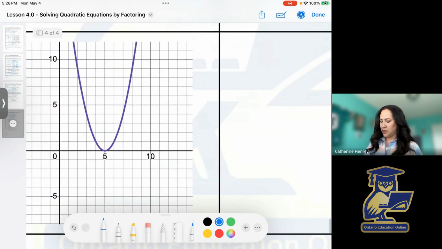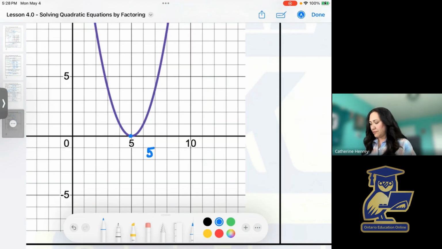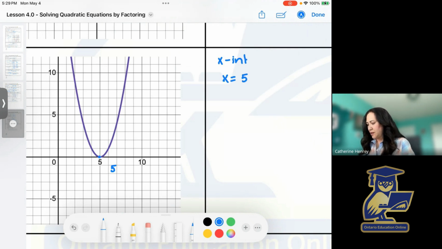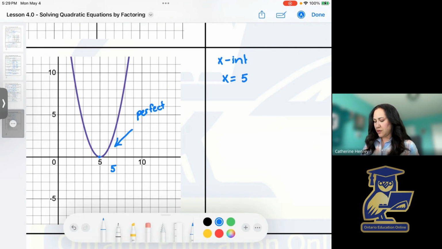And last one, here we go. We look like we only have one x-intercept, and it is 5. So if we have x-intercept x equals 5, then we have a perfect square trinomial. So if a graph has one intercept, then you're looking to create a perfect square trinomial.